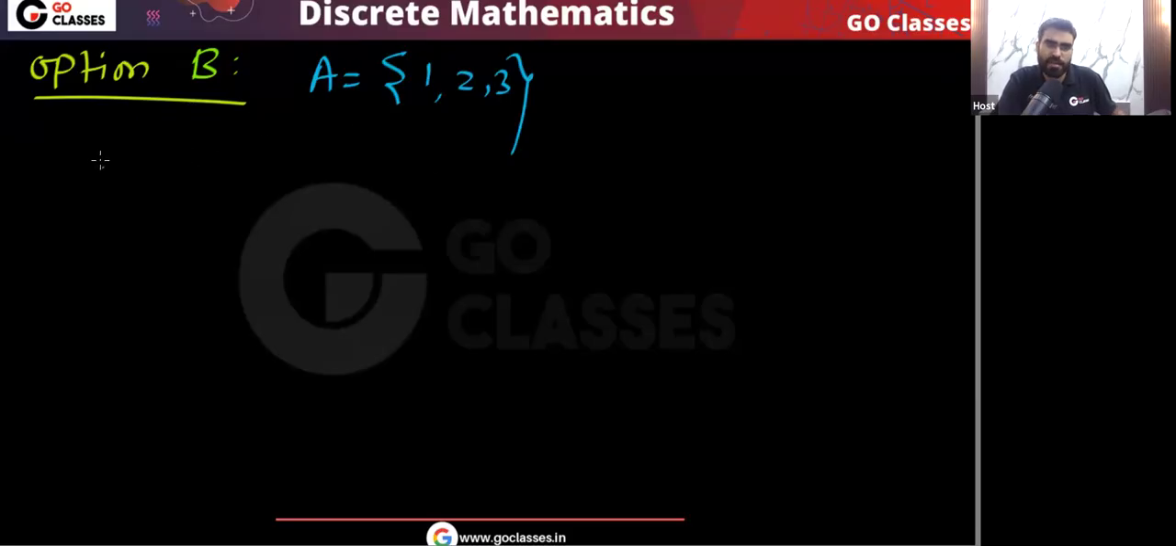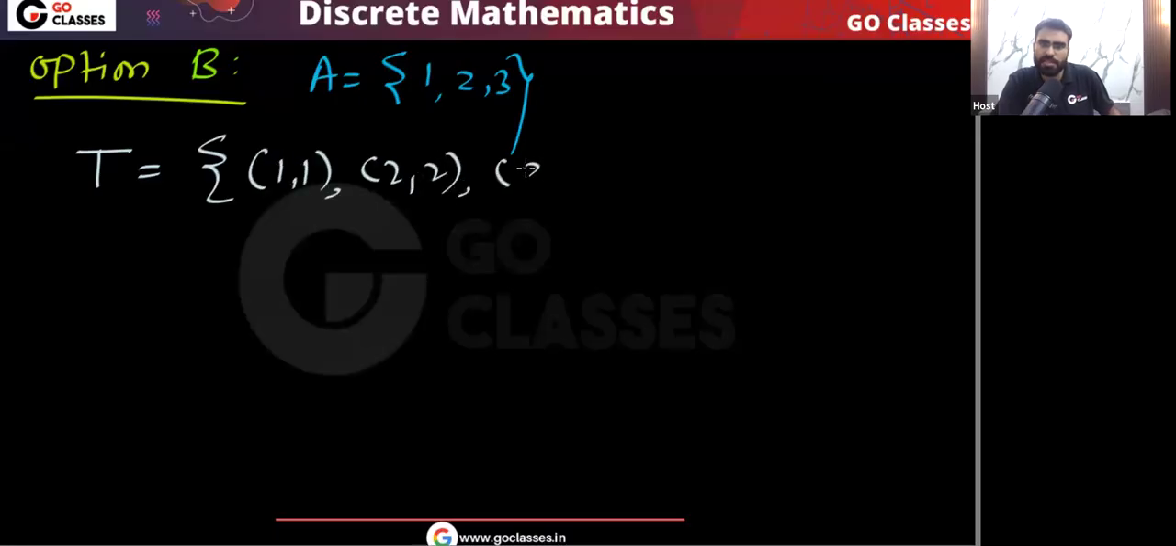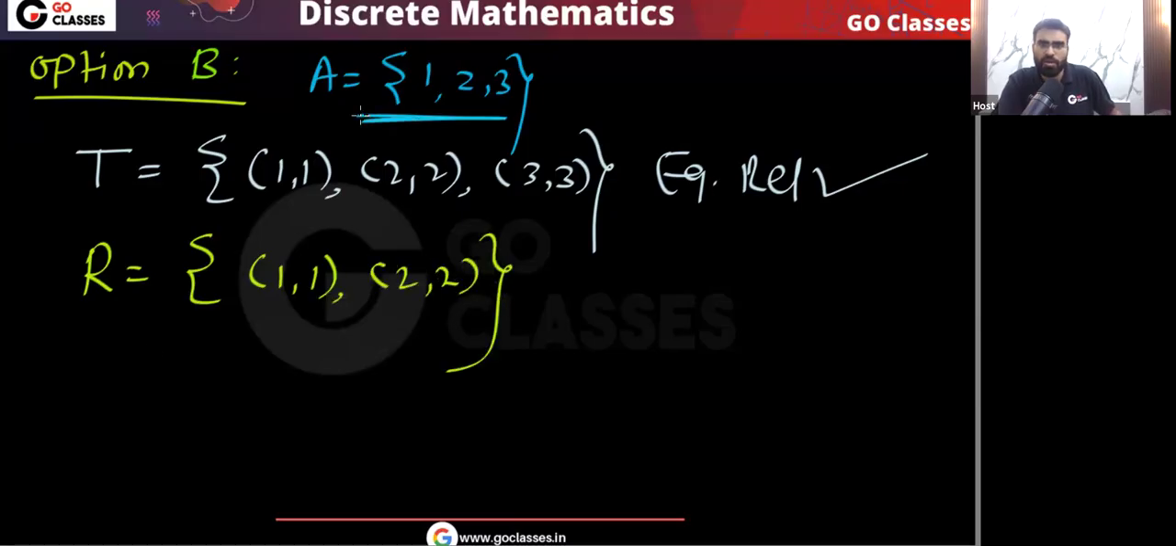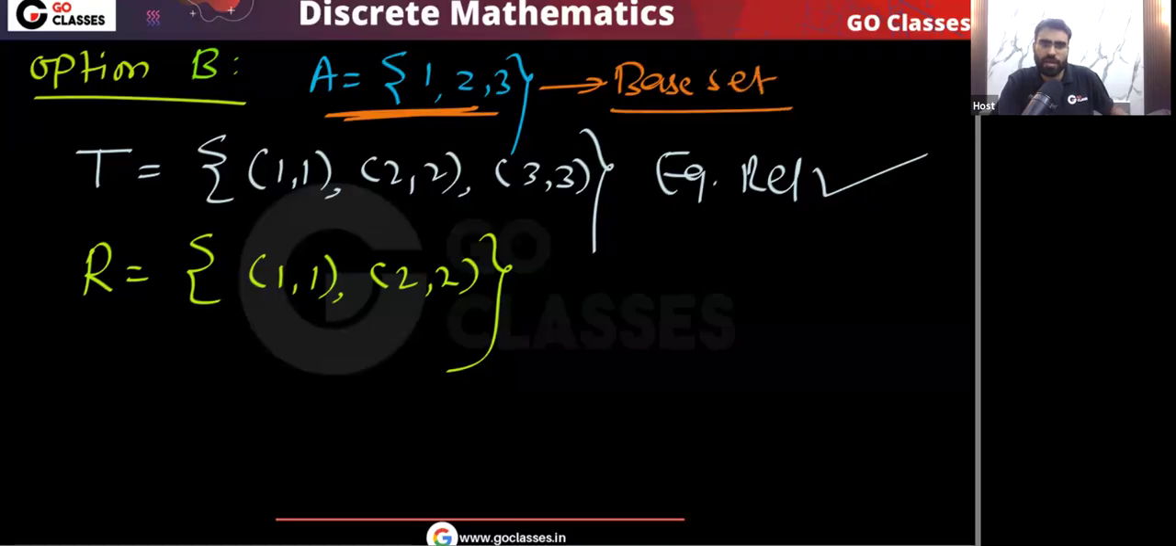Let's assume this is set A. Now I am giving you set T. Look at this. This is an equivalence relation. Yes or no? Now I am giving you a subset of T. Now consider this R, which is a subset of T. On this, remember, this is your base set. Here you can easily see this is not even reflexive.